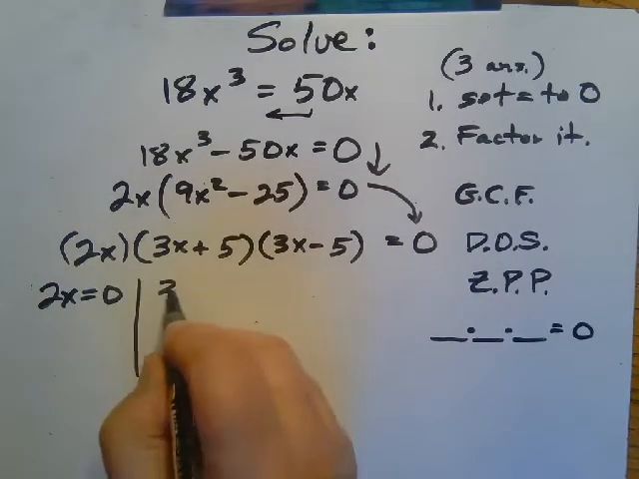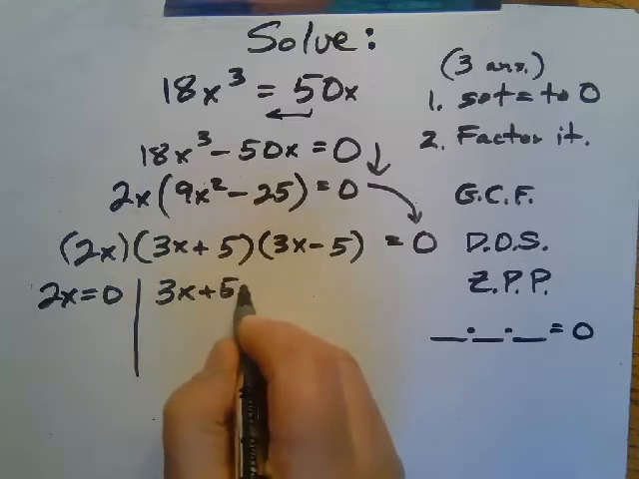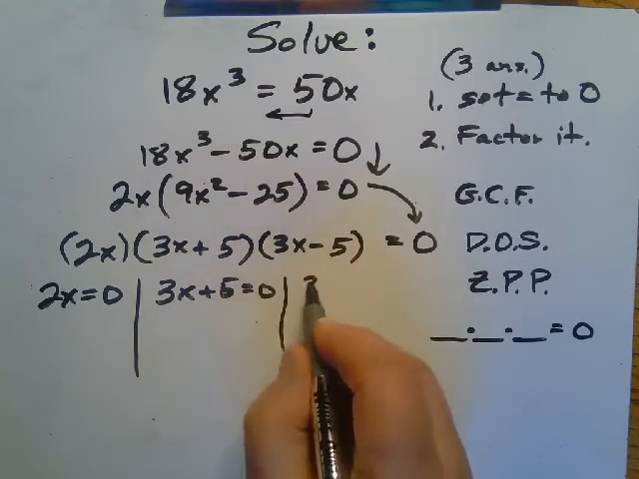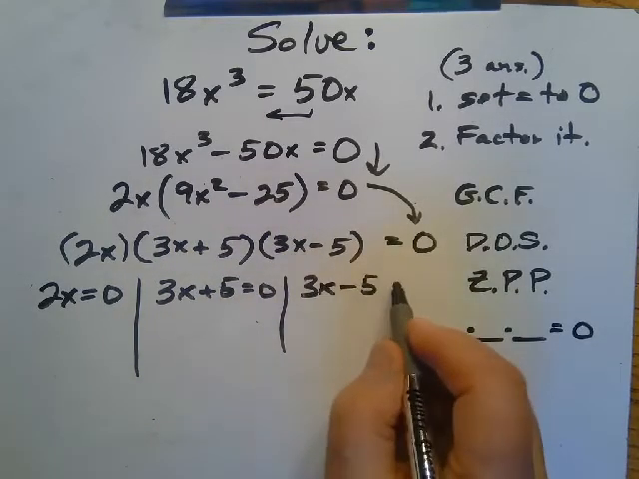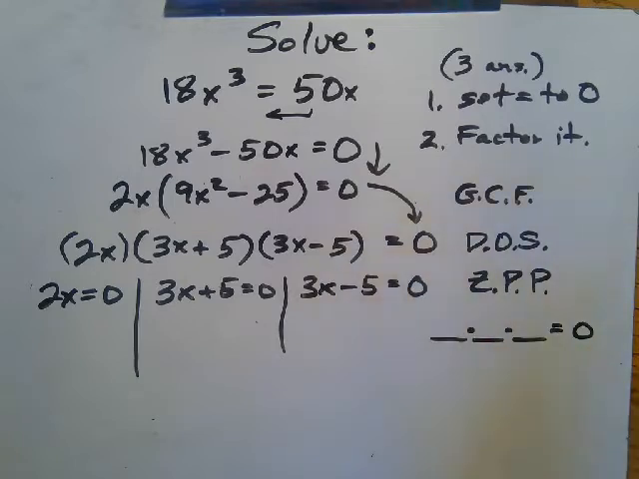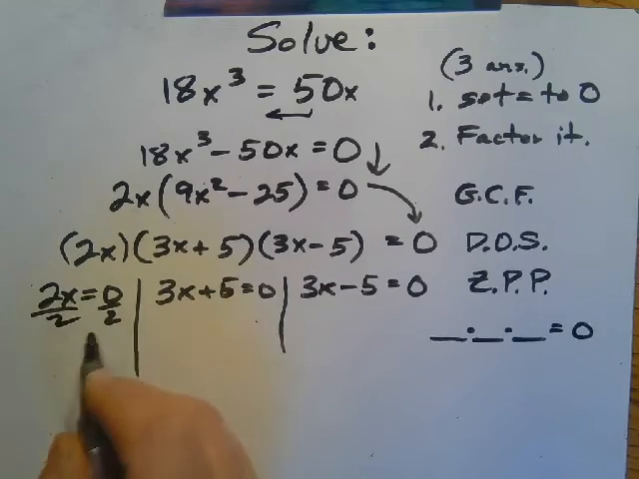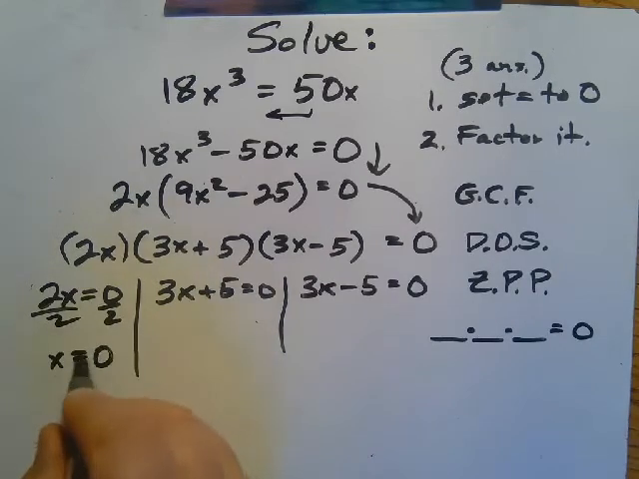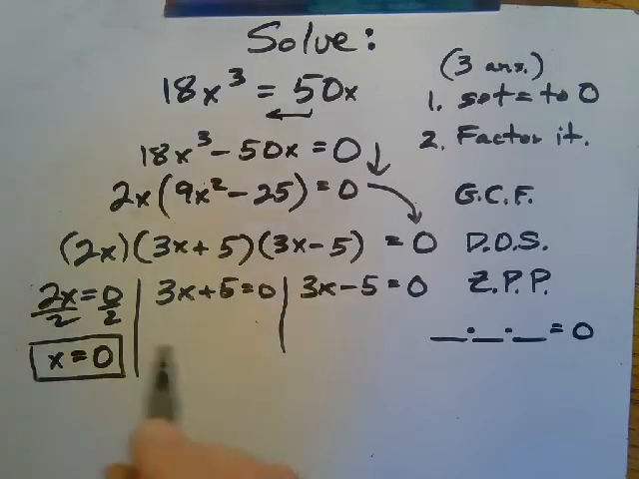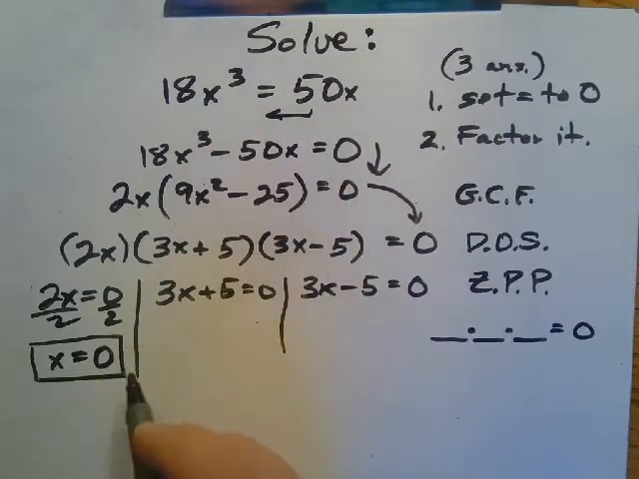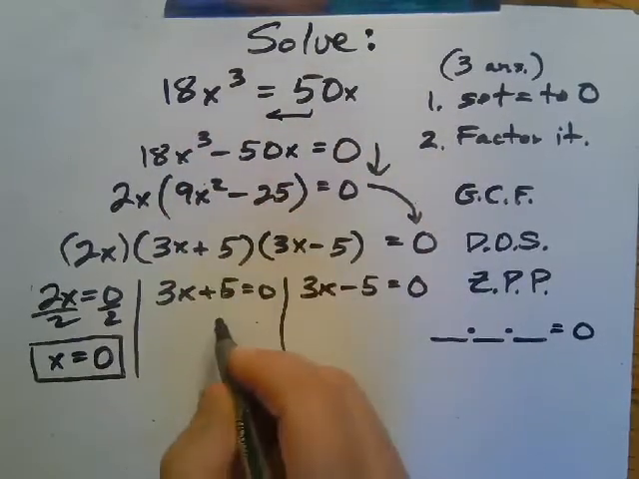There's the first one. There's the second one. And the third one. We're using the zero product property here. Now let's solve each one. Let's divide both sides by 2. X is equal to 0. So one of our answers is 0. If x is 0, it makes our sentence true. Let's solve this one.